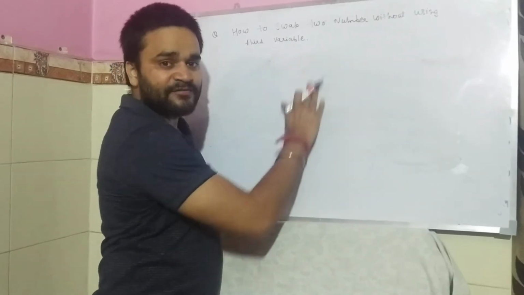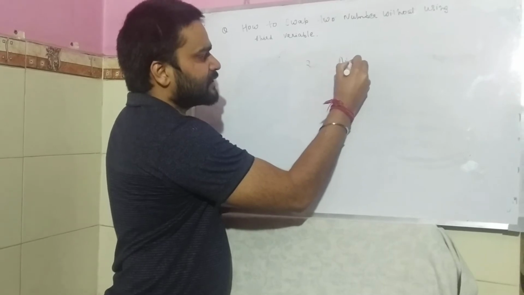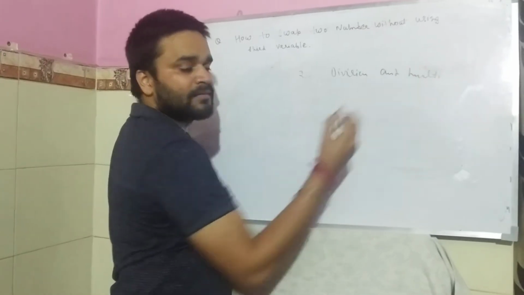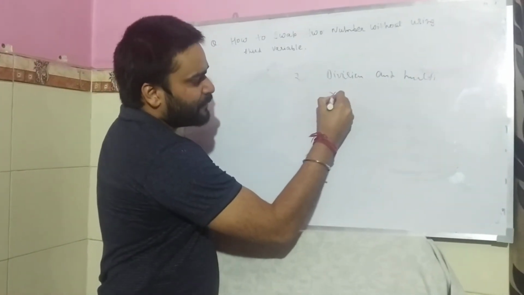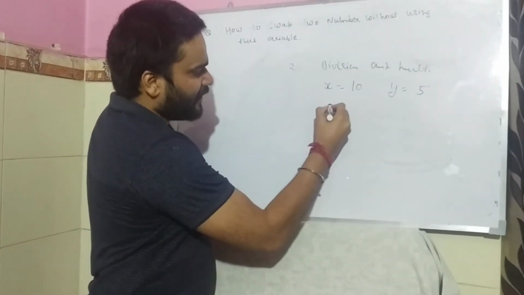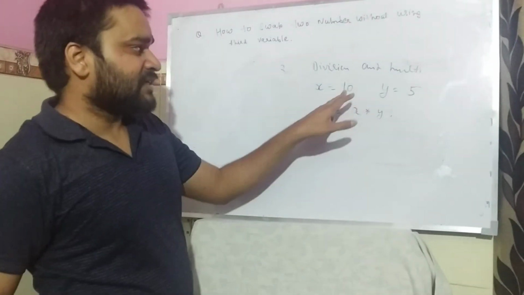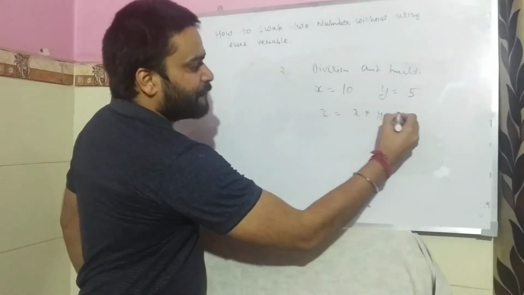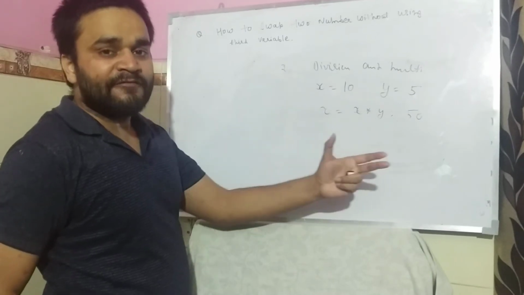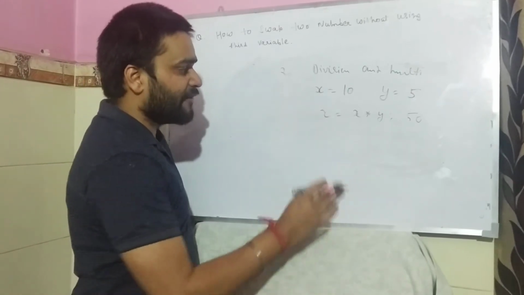Next, we can solve this with the help of division and multiplication. The second approach is division and multiplication. Our numbers are x is equal to 10, y is equal to 5. So x is equal to x multiply y, means 10 multiply 5, that is 50. I have stored one value in another value in the form of multiplication. So the trick is the same, we are following the same trick in every approach.